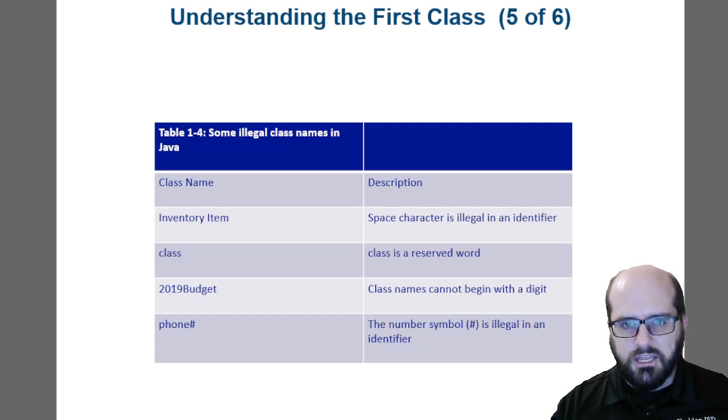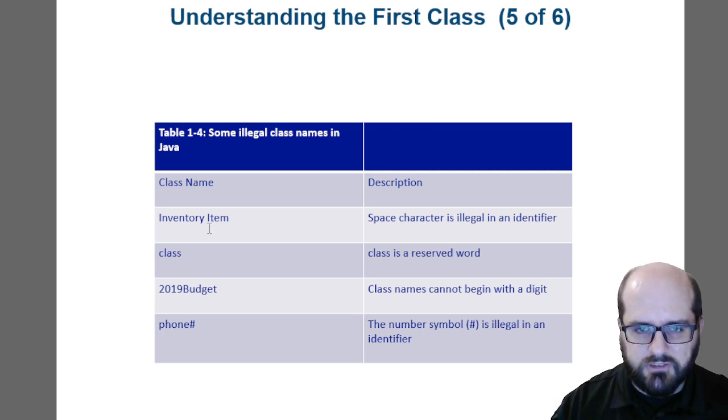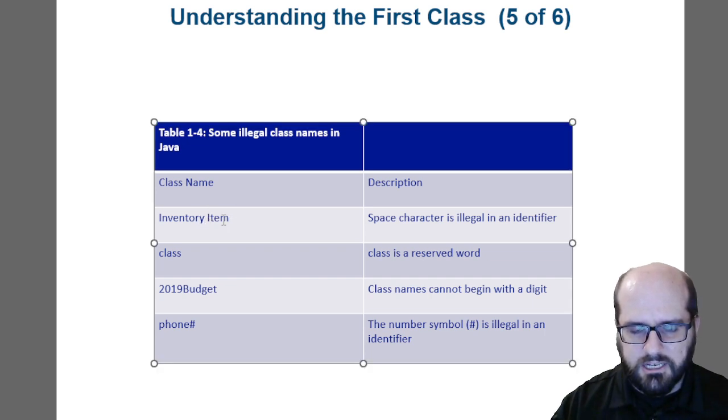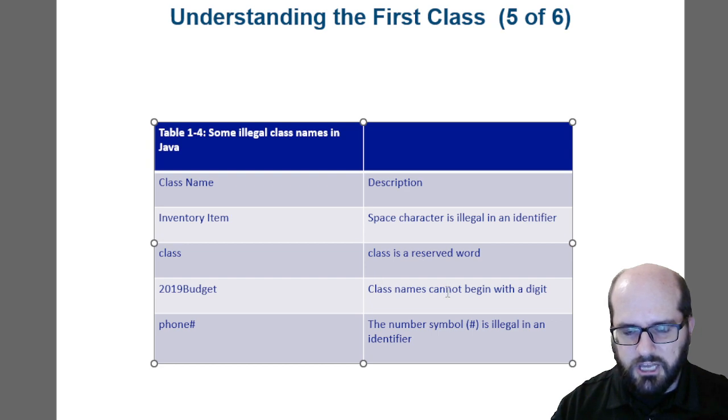All right. Here are illegal names, right? In this case, Inventory Item: you can't put a space in a class name. Class: that's a reserved keyword. 2019Budget: class names cannot begin with a digit. Phone#: the number sign is illegal in an identifier.